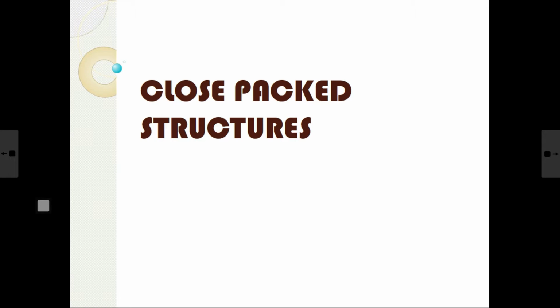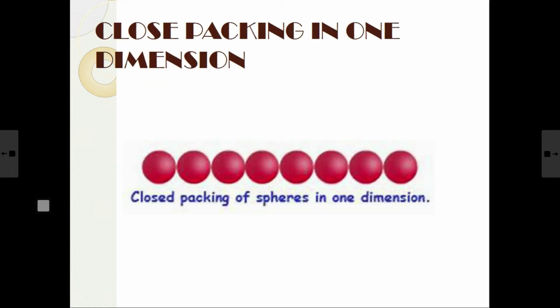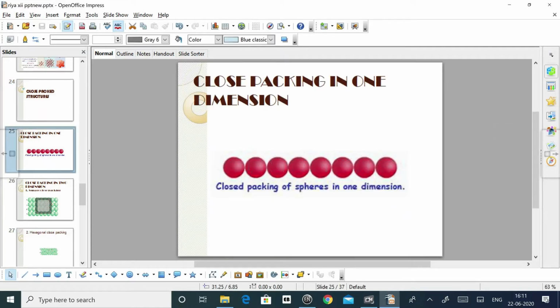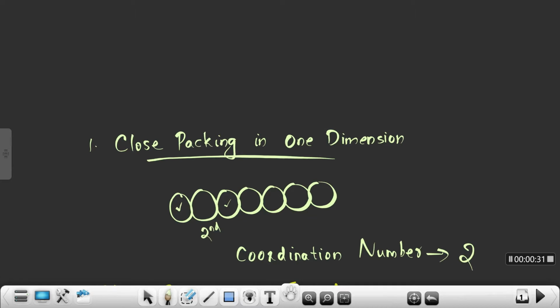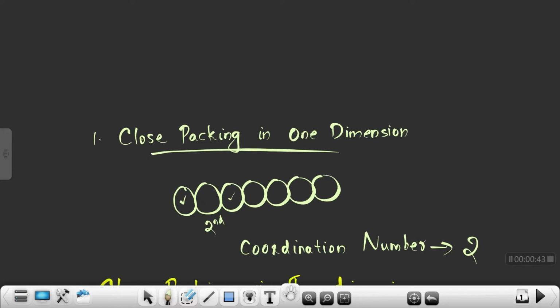Let us consider the first case, close packing in one-dimensional. This is the figure showing close packing of spheres in one dimension. Here, there is only one way of arranging spheres in a one-dimensional close-packed structure, that is to arrange them in a row, touching each other. In this arrangement, each sphere is in touch with two other spheres. That means each sphere is in contact with two of its neighbors.